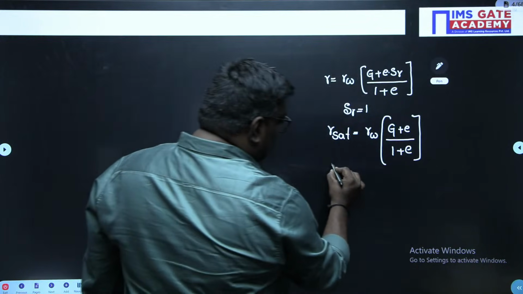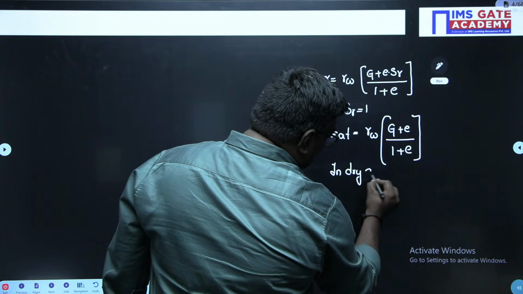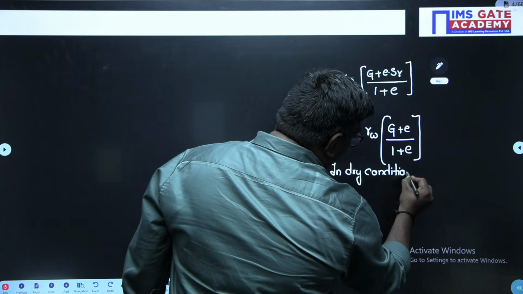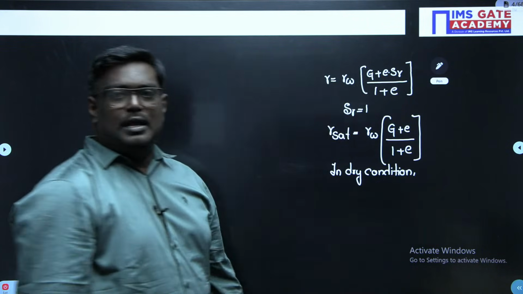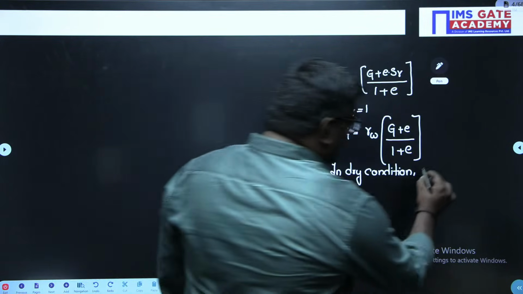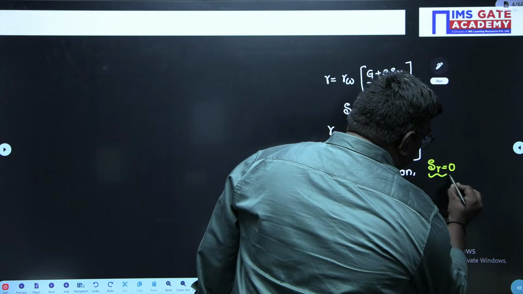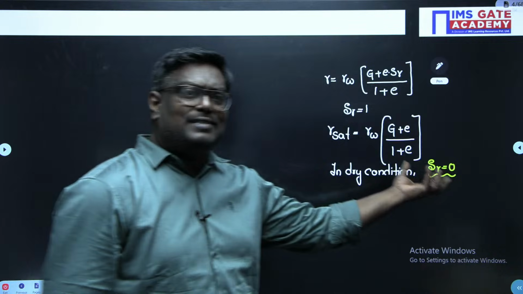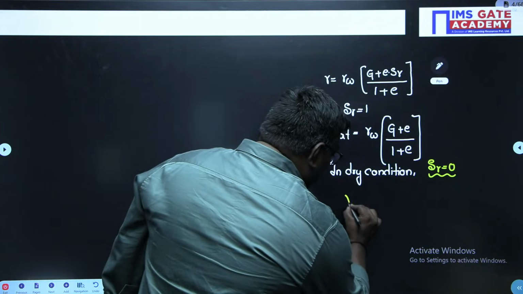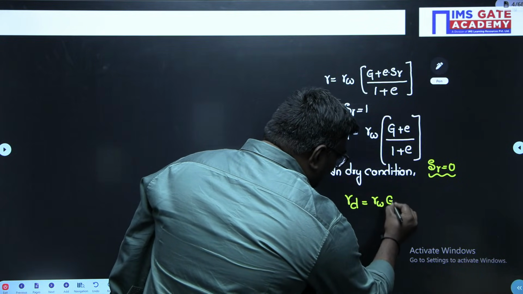And remember, when I talk about dry condition, my dear students, what is the degree of saturation? Any idea? Please comment in the comment box. So, in dry condition, the degree of saturation is nothing but equal to 0. So, when I plug in this S_r equal to 0 in the equation, we can say dry density is nothing but equal to gamma W into G by 1 plus e.